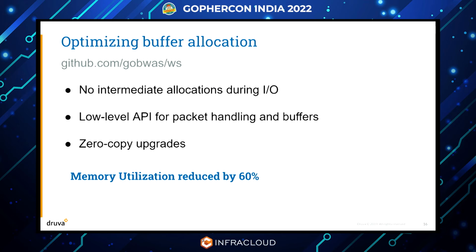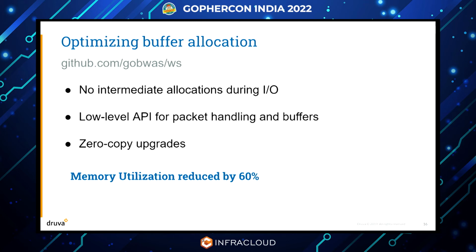And as a part of a hijack, a writer buffer is again copied into a new buffer by the WebSocket library. So the GOPHERCON WS WebSocket library provides a solution to all these three things. It does not allocate any intermediate IO buffers. It has low-level APIs for handling packages and buffers. So it provides more granular APIs, and it does not copy the buffers like Gorilla WebSocket did or the Net HTTP WebSocket library did. So now we are not allocating buffers as well.